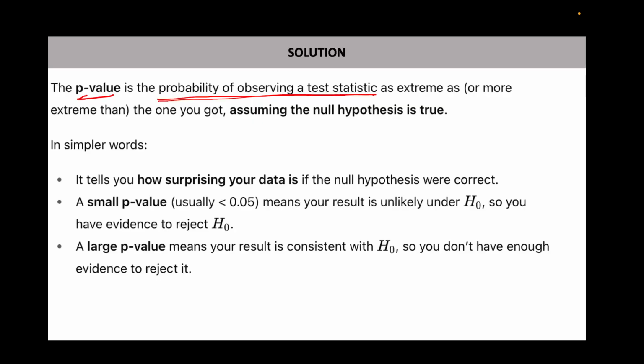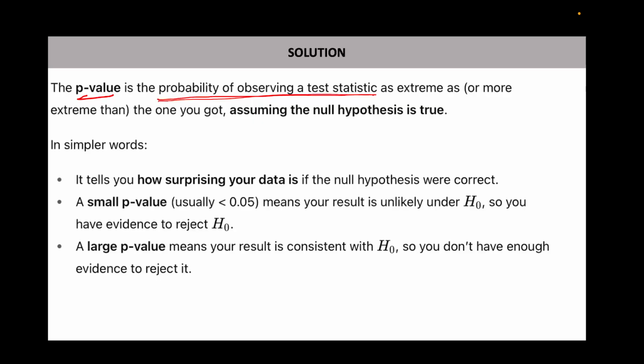When you observe a test statistic, it can be as extreme as the one we have got. It is basically when you try to make statements using statistics and you don't know the exact answer, we say that the probability of this happening. Assuming the null hypothesis is true, it is the probability of getting such a result.